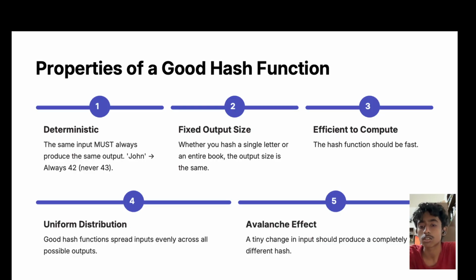Properties of a good hash function. Not all hash functions are created equal. A good hash function has five key properties. First, it must be deterministic, meaning the same input must always produce the same output. John will always be 42 and never 43. Second, it has a fixed output size. So whether you hash a single letter or an entire book, the output size is the same. Third, it must be efficient and fast to compute. Fourth, it should have a uniform distribution, spreading inputs evenly across all possible outputs. Finally, it needs the avalanche effect, where a tiny change in the input produces a completely different hash.